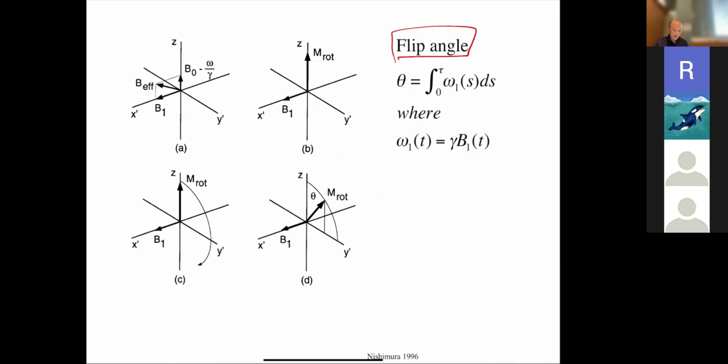And the way we calculate it is we ask, what's the frequency of change of that magnetization? And we just integrate that frequency over time to get the overall change in the angle. That frequency is just gamma times the B1 field. This is essentially the Larmor frequency generated by that B1 field, and that's going to cause a precession. Remember, any field creates a precession. So this is just creating precession at that frequency, and then we integrate that frequency to get the overall flip angle.